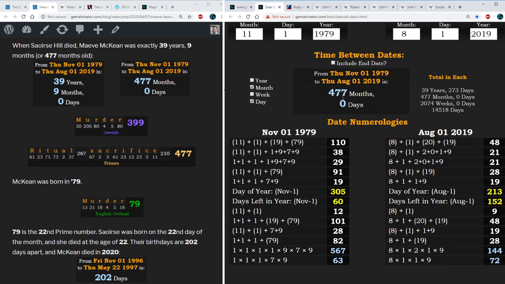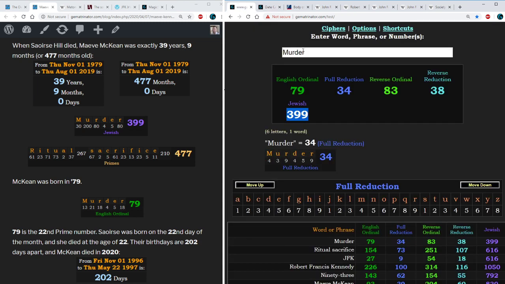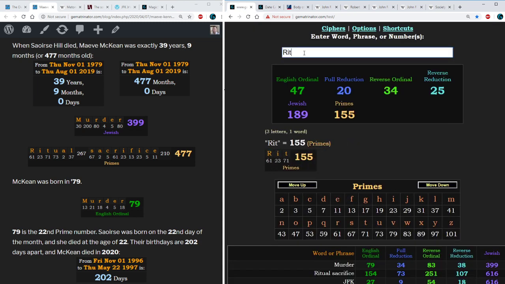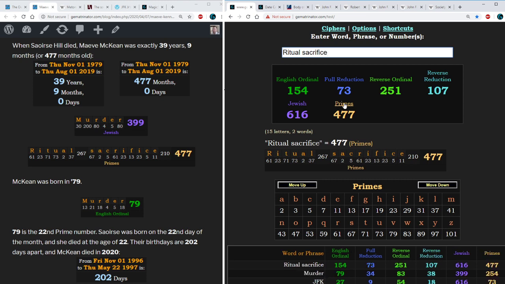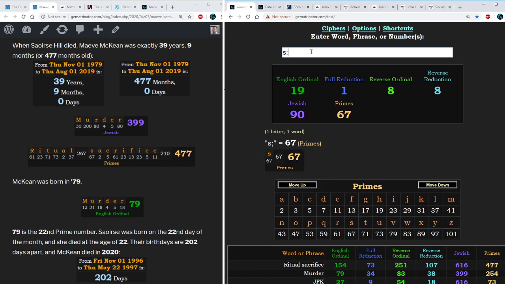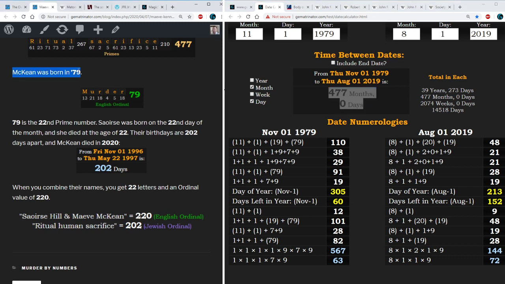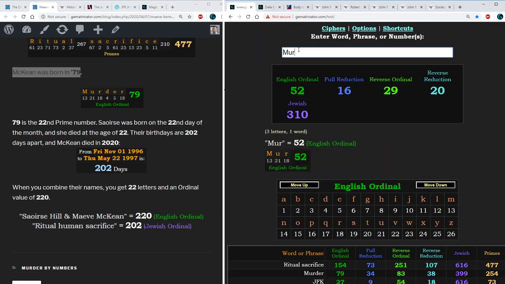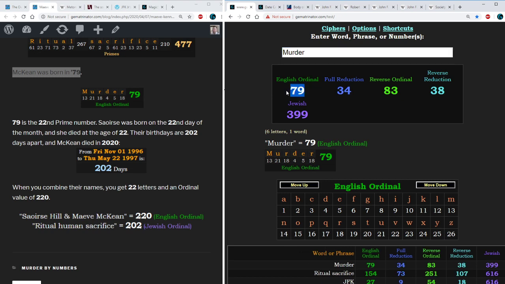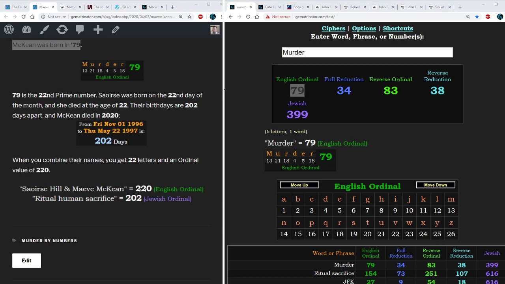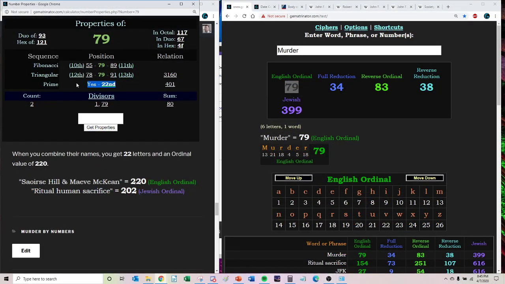Now, that could be coincidental, but this is also 477 months. The phrase ritual sacrifice equals 477 using prime numbers. So I feel like there's a level of significance there. Maeve McKean was born in the year 79. The word murder equals 79 in English gematria. Now 79 is the 22nd prime number.